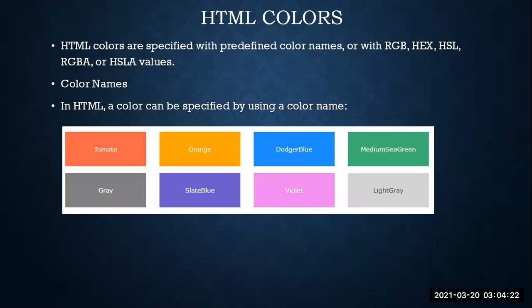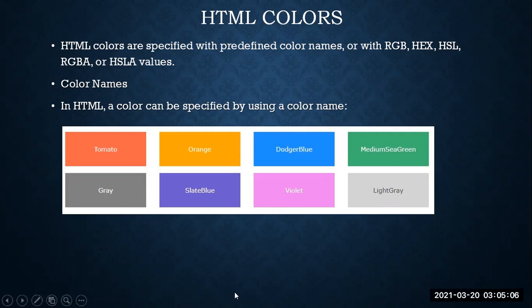Now, in HTML, a color can be specified by using the color name. We have different color names that come with HTML5. We have tomato, orange, dodger blue, medium sea green, gray, slate blue, violet, light gray, green, red, blue, white, and black. Those are the colors that are pre-installed into HTML5. However, there are other colors that you can add, using RGB, the hexadecimal code, HSL, or HSLA.